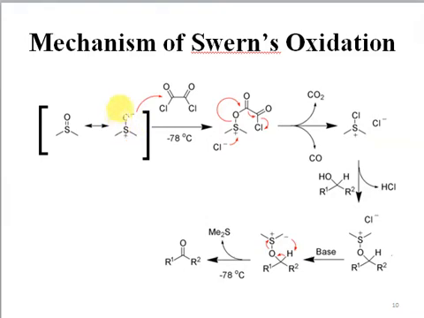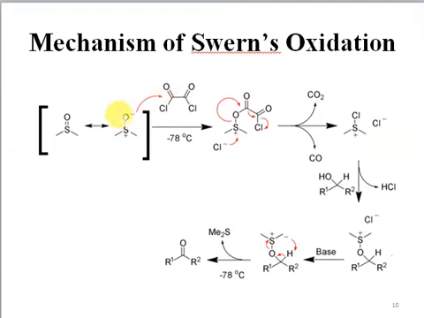So in the first step, this canonical form of the dimethyl sulfoxide will attack on this oxalyl chloride. So this is oxalyl chloride here, right? It's basically the chloride of oxalic acid. If we attach two hydroxyl groups here, that will be oxalic acid, and this is oxalyl chloride.